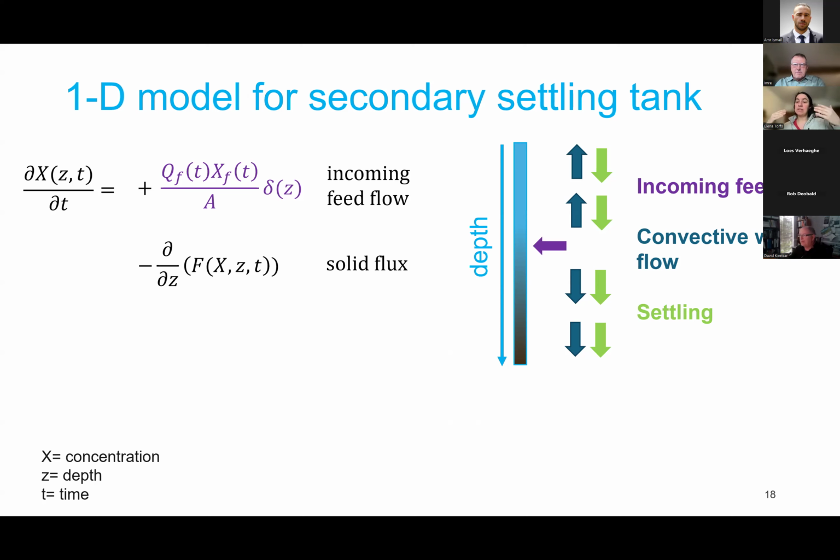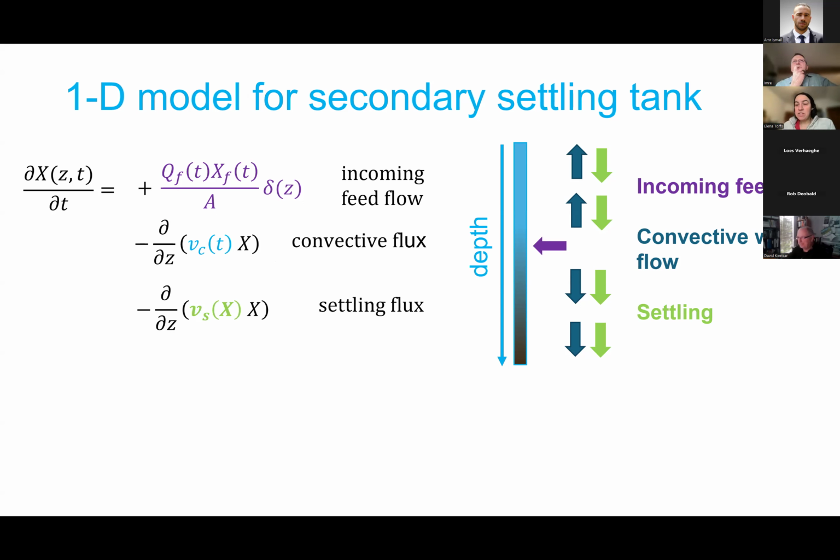And so sludge will either settle or move with the water depending on the concentration, and it will move with a certain velocity. So we can describe the flux as a certain velocity multiplied by the local concentration. If we split this up, it would look like this. Our flux function has two terms, a convective flux and a settling flux, and each flux is a velocity times the local concentration.